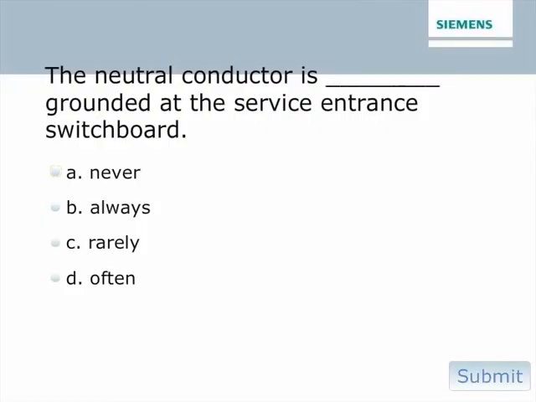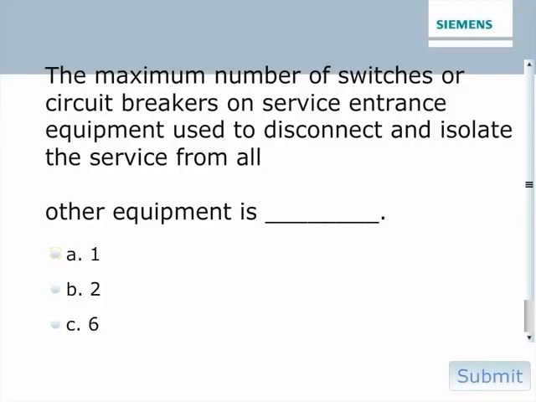Question 9. The neutral conductor is blank grounded at the service entrance switchboard. Is it A, never, B, always, C, rarely, or D, often? Question 10. The maximum number of switches or circuit breakers on service entrance equipment used to disconnect and isolate the service from all other equipment is blank. Is it A, 1, B, 2, C, 6, or D, 8?